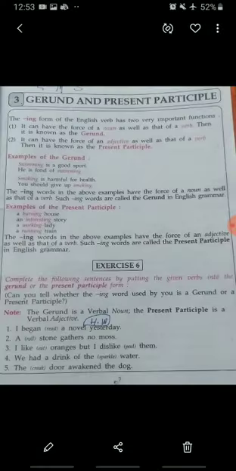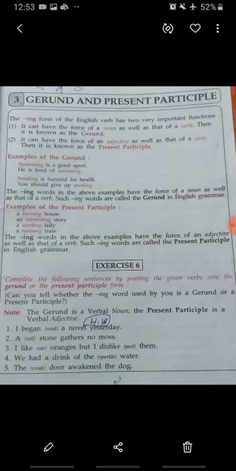A working lady. Working is also describing the lady, so it is an adjective. It is a participle, a verbal adjective. A running train. Which train? The train which is running. That running is describing the train. So it is an adjective, a participle, a verbal adjective. So here we have seen the difference between the gerund and the participle. Both are ing forms, but gerunds are used as nouns and present participles are used as adjectives.